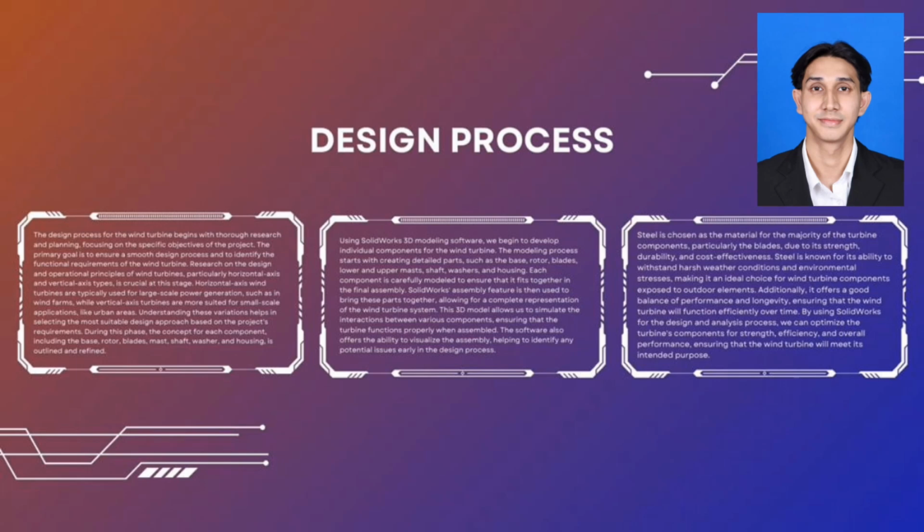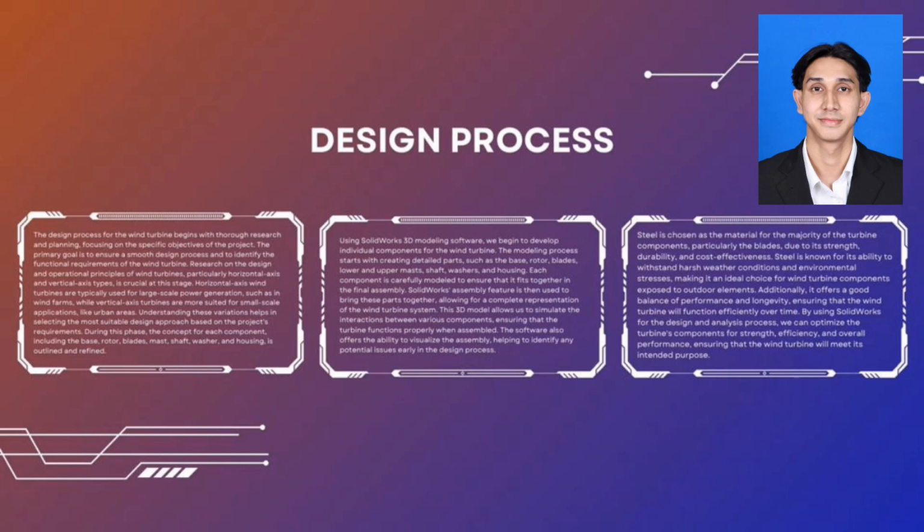SolidWorks assembly feature is then used to bring these parts together, allowing for a complete representation of the wind turbine system. This 3D model allows us to simulate the interaction between various components, ensuring that the turbine functions properly when assembled. The software also offers the ability to visualize the assembly, helping to identify any potential issues early in the design process.